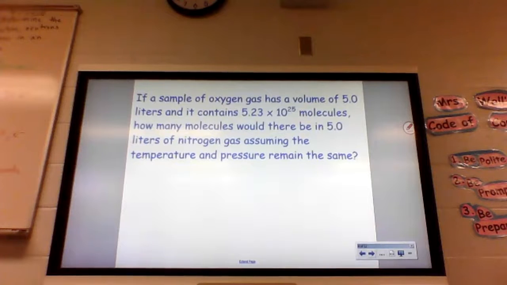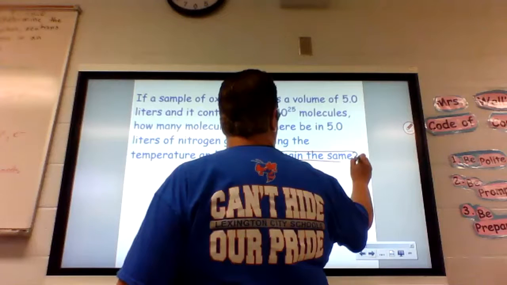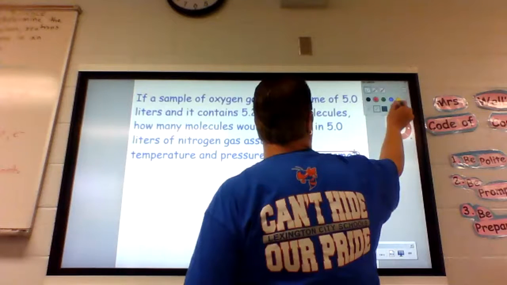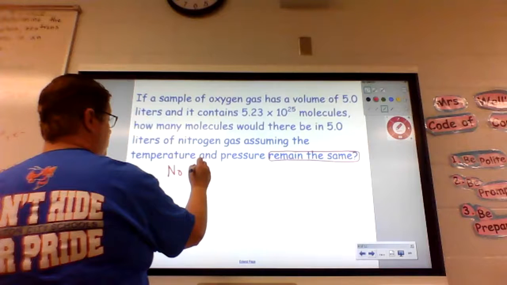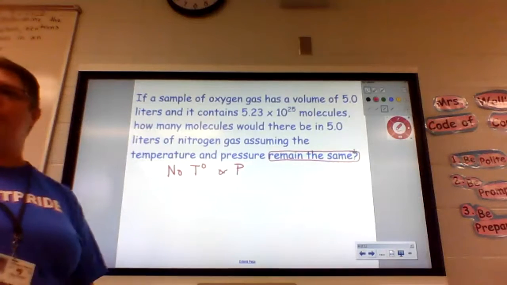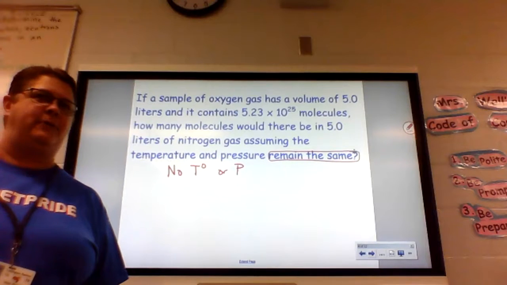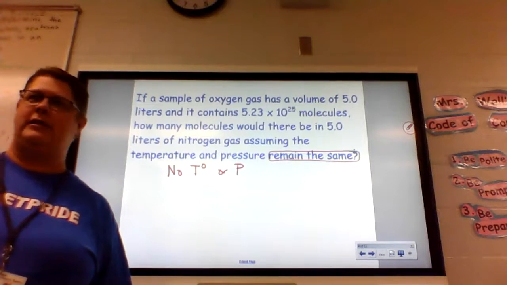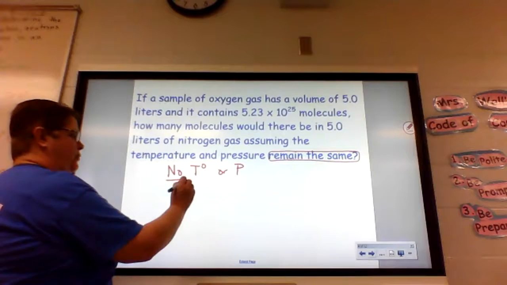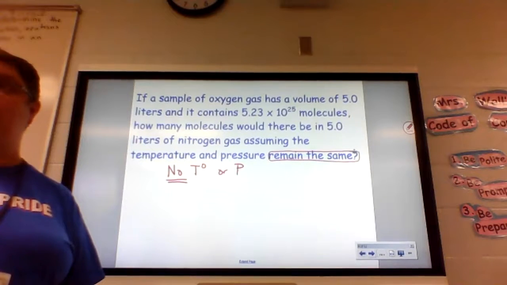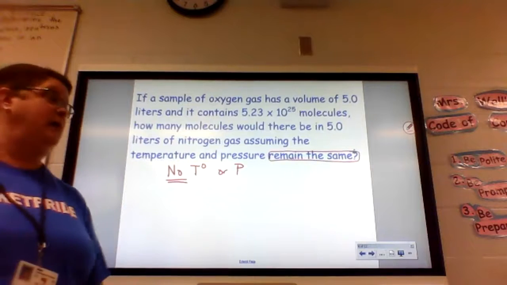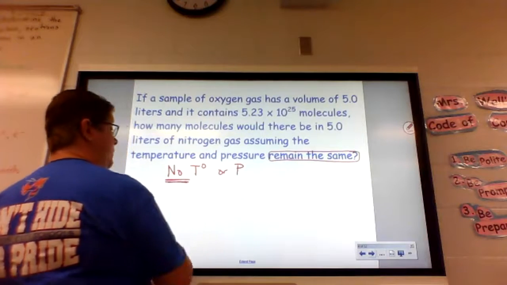Secondly, what does it tell you about temperature and pressure? They're constant, they're the same. Because it says they're the same, does that mean you can plug in a temperature and a pressure? No, they didn't give you a temperature or pressure. So you cannot plug in a temperature and pressure. You can't use a P1, V1, T1 type formula because it's not given to you. You cannot assume 273 and 1 ATM.